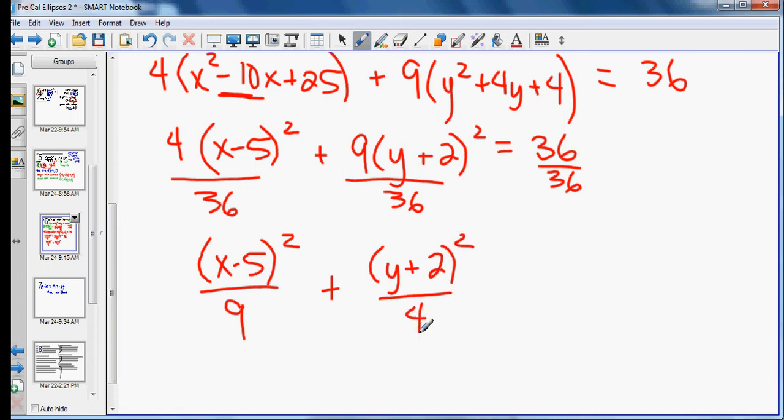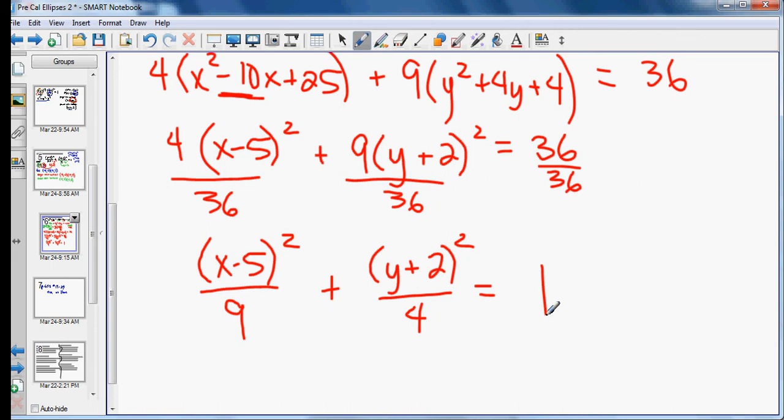Okay, let's start with the center. X value first, so we're subtracting a 5. Y value second, we're subtracting a negative 2. So I have the center. Now I'll do the foci. To find the foci, I need to use c squared equals a squared minus b squared. So c squared is equal to 9 minus 4. So remember, this is a squared, the bigger denominator. 4 is b squared, the smaller denominator. So I get c squared is equal to 5. So c is equal to the square root of 5.